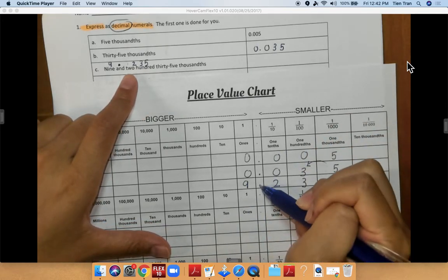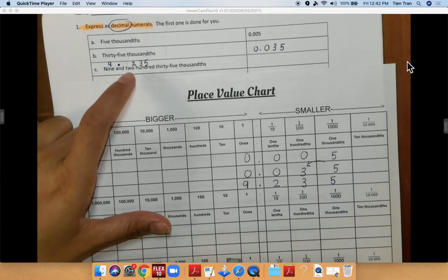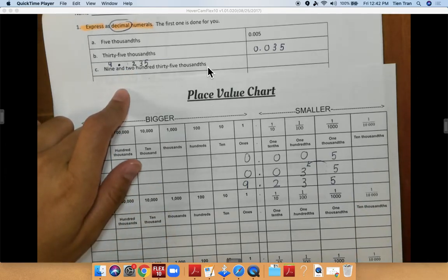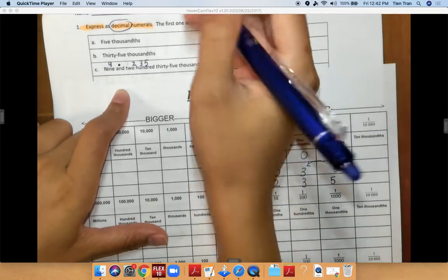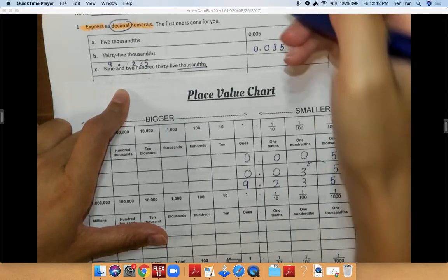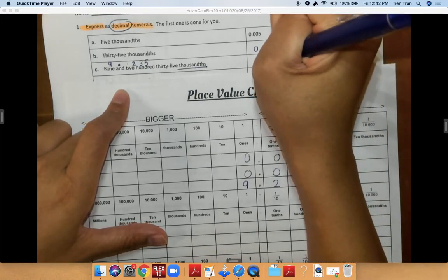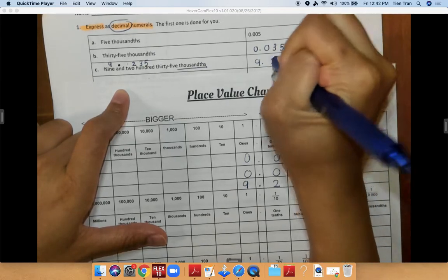So 9 and 235/1000ths. Now it's interesting because the only place value that matters is the very last one, which is thousandths. So that's the number where you want to put it all. Okay, so I'm going to write down 9 and 235/1000ths.